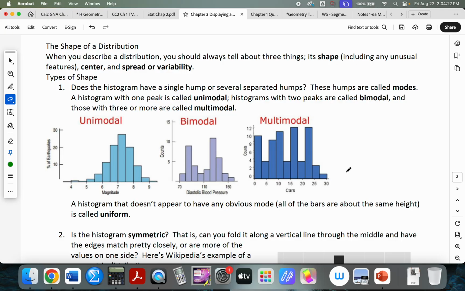So when you talk about a distribution, there are 3 things that you should talk about. Actually, there's more than that, but these 3 are the basic 3, and then the other ones are if they come up. So you should talk about its shape, its center, and its spread, or how variable it is. So let's look at shape.